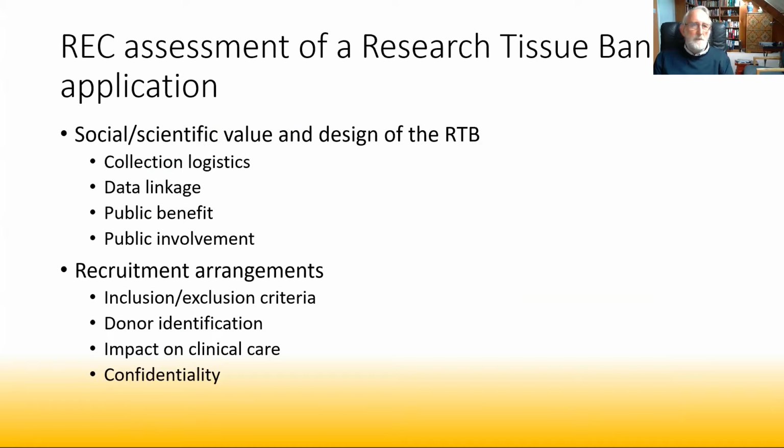So when we're assessing a tissue bank, these are the sort of headings that we go through, and it might be useful for you to just review those with me. For those of you who've done this before, this will seem quite familiar, but it doesn't harm to just double check what's really going on. The first heading is to review the social and scientific value in the design of the research tissue bank. That's really just to see, is it a worthwhile exercise? Is it for societal good?